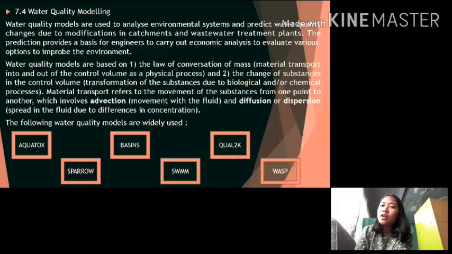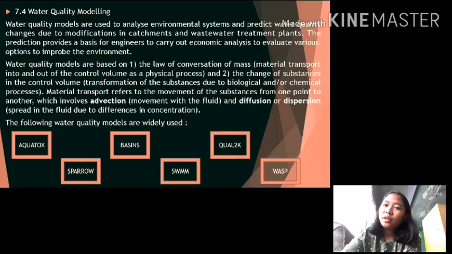The law of conservation of mass. Material transport into and out of the control volume as a physical process. And 2. The change of substance in the control volume, transformation of the substance due to biological and or chemical processes. Material transport refers to the movement of the substance from one point to another, which involves advection, movement with the fluid, and diffusion or dispersion, spread in the fluid due to differences in concentration.